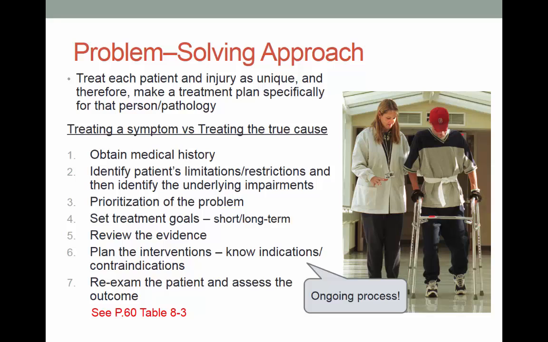We need to set treatment goals, both short and long-term goals. We need to review the evidence. We need to plan the interventions. We need to know the indications and contraindications of the modalities that we're using. We also need to re-examine the patient and assess the outcomes. Page 60, Table 8-3 in the Starkey text outlines and discusses each of these a little bit more. We'll touch on all these pretty much in our lecture as well.